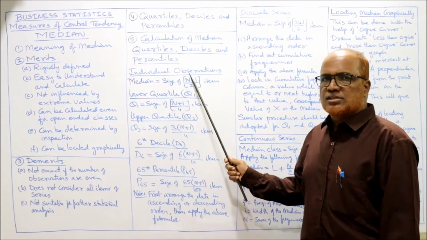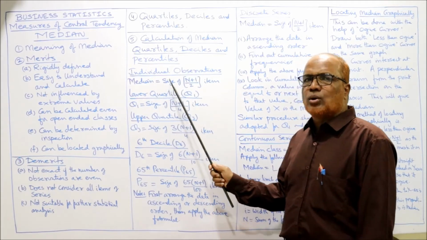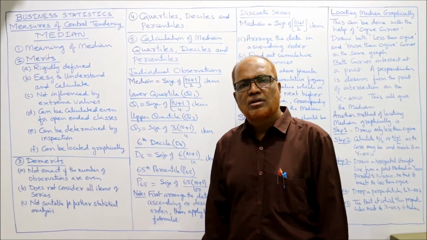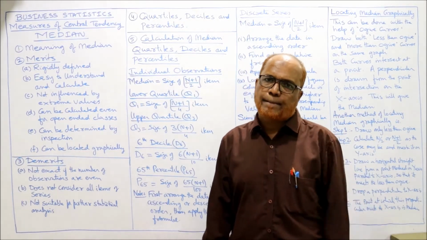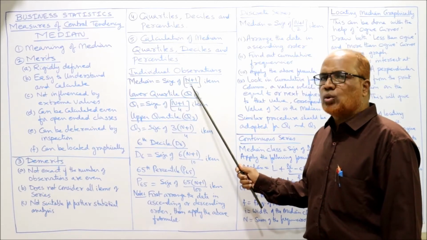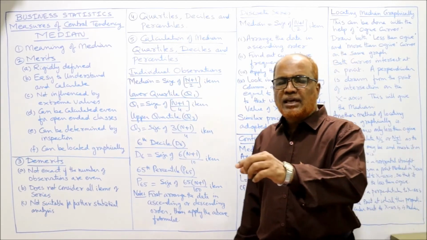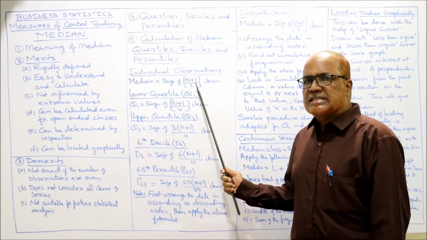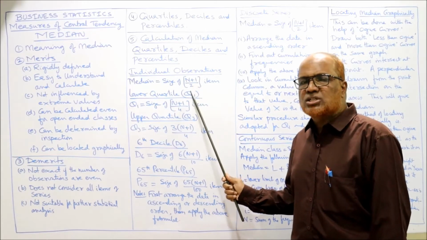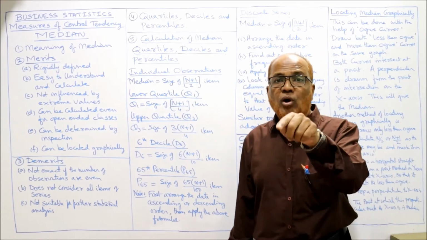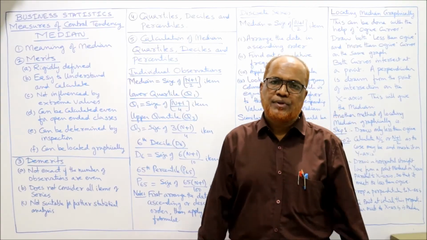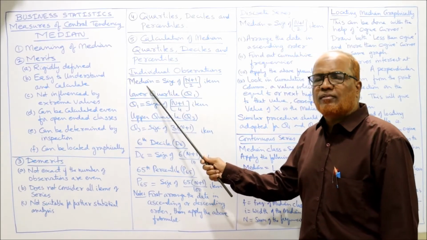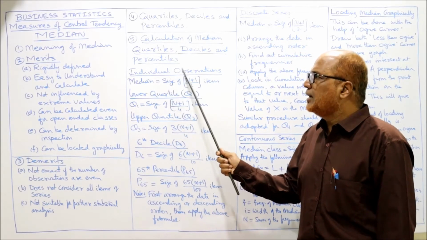So individual observations. If individual observations are there, median is equal to the size of (n plus 1) divided by 2. n means the number of observations, the number of items. How many items are there? So the (n plus 1) divided by 2 item. For example, if 7 items are there, then 7 plus 1 is 8. 8 divided by 2 is 4. So the fourth item in the series is the median. So only this formula we have to apply for calculating median in individual observations.